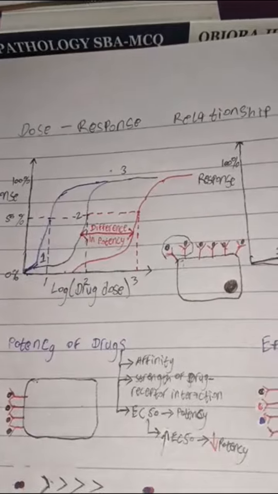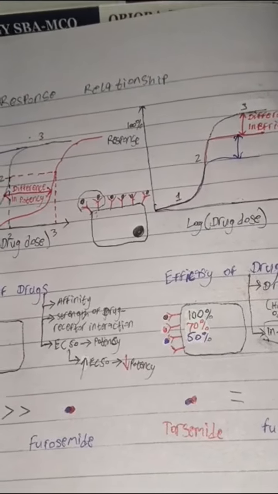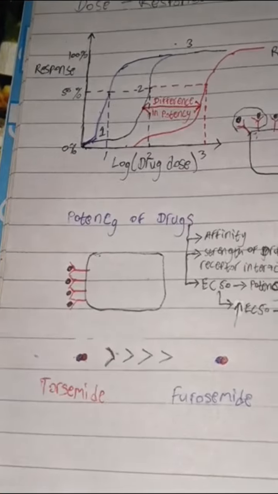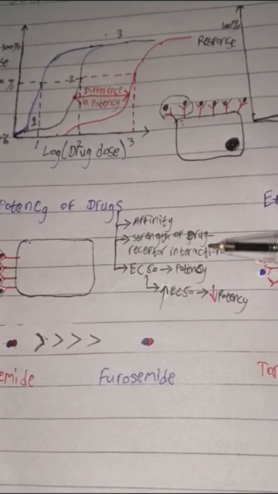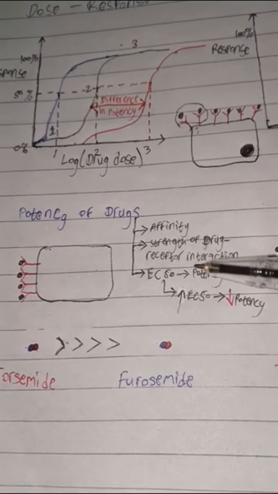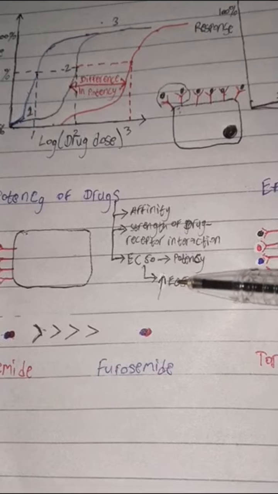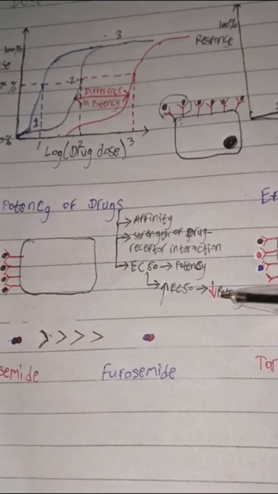Talking about dose response relationship and talking about the potency and efficacy of a drug. First off, what is potency? Basically, it is the affinity of a drug to a receptor, the strength of a drug receptor interaction. It is dependent on EC50. So an increase in EC50 means a reduced potency.